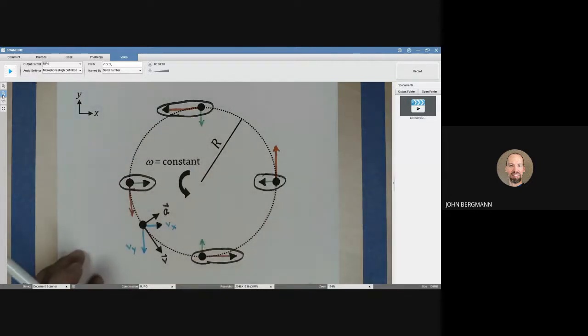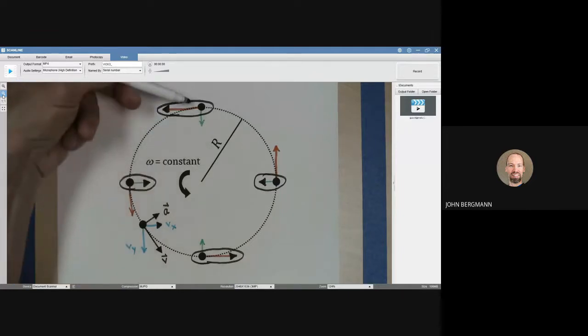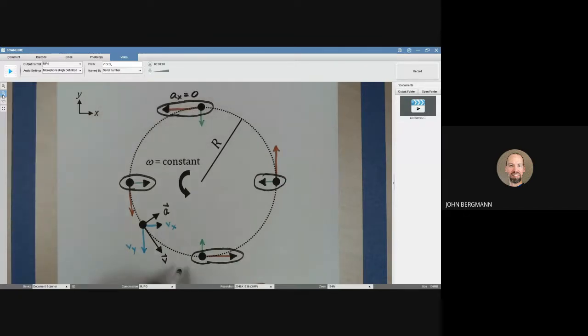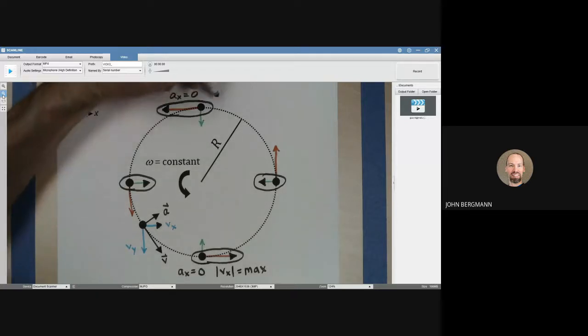And so what we're seeing here is that at the north and south points, the acceleration in the x direction is 0. Same with down here. The acceleration in the x direction is 0. The velocity in the x direction, let me use an absolute value sign, the velocity in the x direction down here at point south is a maximum. Same thing here at point north. The magnitude of the velocity in the x direction is a maximum there.